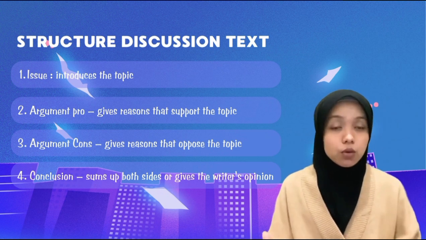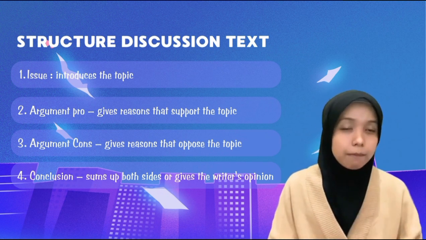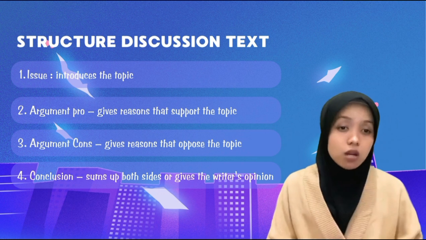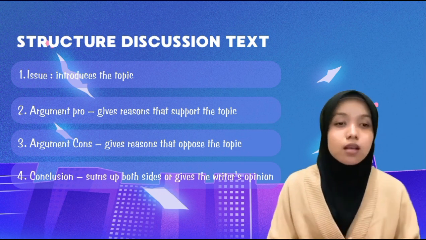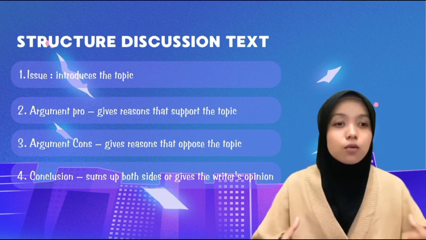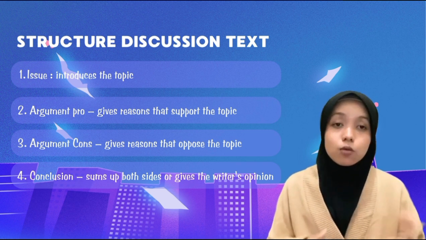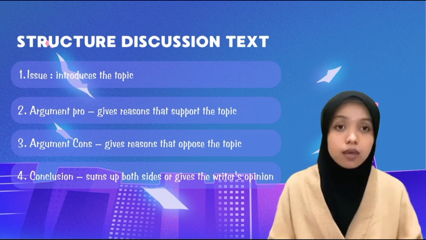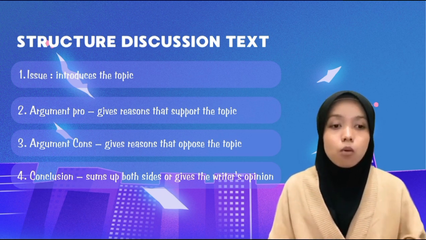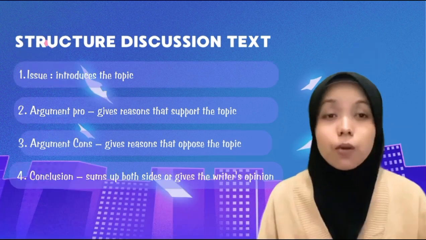For the structure of discussion text, first of all, we have issue. In the issue, we introduce the topic but in general ways. And then second one is argument pro. Argument pro gives reasons that support the topic. And third one is argument contra. It gives reasons that oppose the topic. And the last one is conclusion. It sums up both sides or gives the writer's opinion.